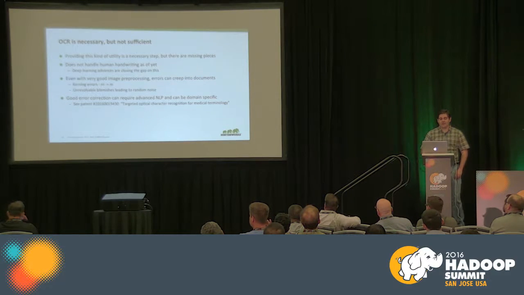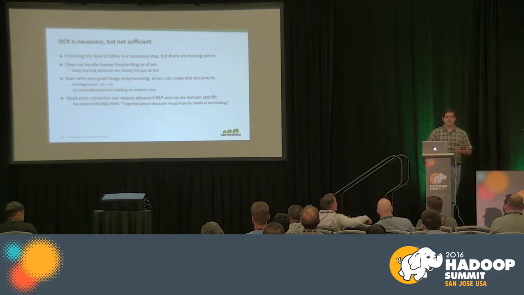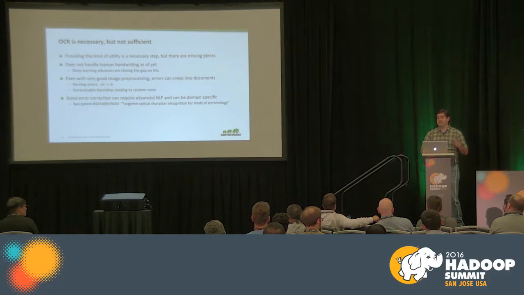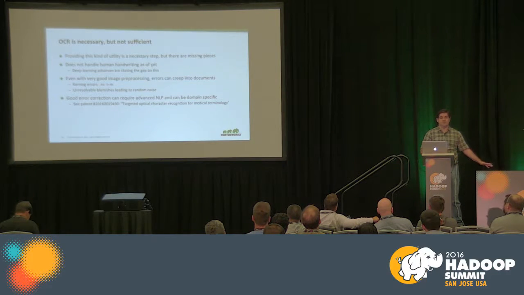The problem with Tesseract is it's not going to handle human handwriting as of yet. Hopefully, if you went to the Google talk, if they can figure out how to classify a cat image, surely they'll be able to figure out how to classify some handwriting. So eventually that'll happen, but it's not there yet. But I think that's actually okay. We're still able to get a lot of data, and a lot of data is textual documents that are typed.